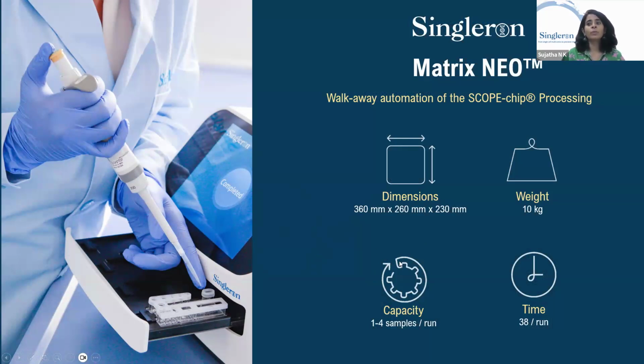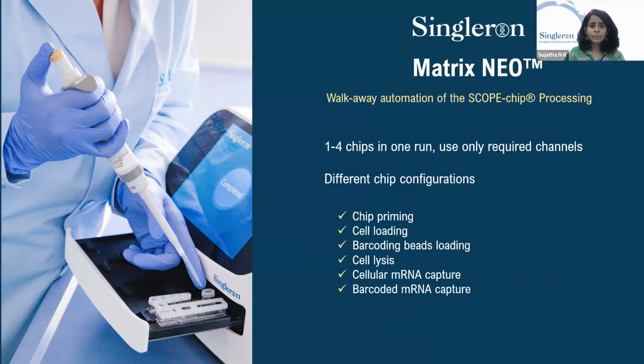Here, you can run between 1 to 4 samples, and the runtime is about 38 minutes for the single cell capture. The advantage here is that you can run different chip configurations at the same time, and as mentioned, between 1 to 4. So if you have high throughput, this is a preferred method, and it will take care of all of these different steps for you.